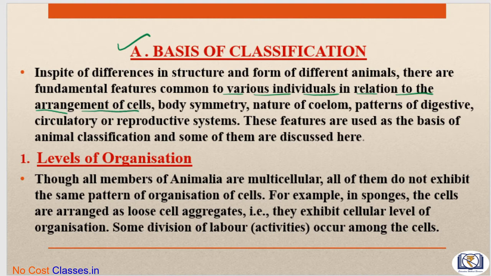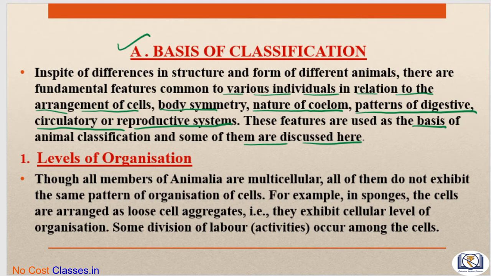cells, body symmetry, nature of coelom, pattern of digestive, circulatory or reproductive system. These features are used as a basis of animal classification, and some of them we'll definitely discuss here. So if a 1 mark question the teacher will ask for what are the basis for the animal classification specifically, so you can say the arrangement of cell, body symmetry, nature of coelom, pattern of digestive, circulatory or reproductive system. The classification is based on these features.